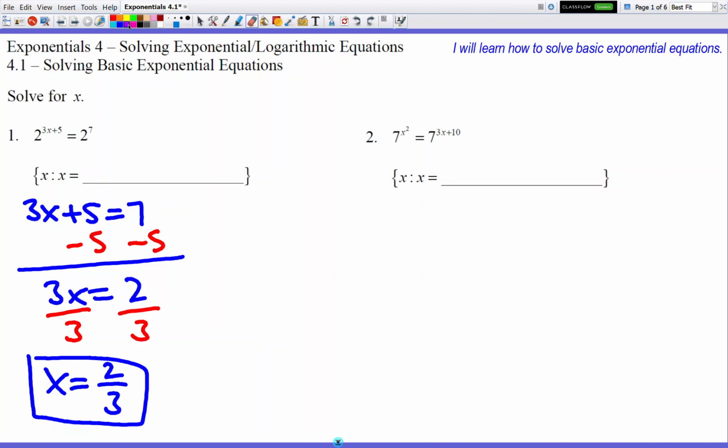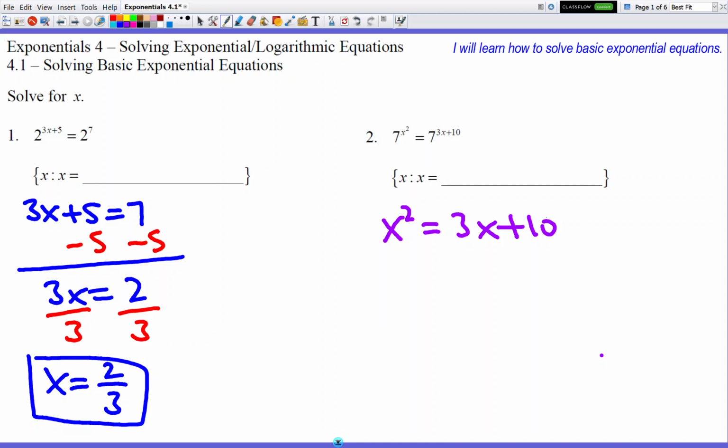For this one, we want to employ a similar strategy, but this time we don't have 2's on both sides. We have base 7's. So will it still work the same way? Yes, exactly. It'll still work the exact same way. As long as you have the exact same base on both sides, you can use logs to cancel them out. And when the logs cancel them out, all you're going to have left is x squared on the left side equals 3x plus 10. The logs do their job, they make the 7's disappear, and all you have left is that.